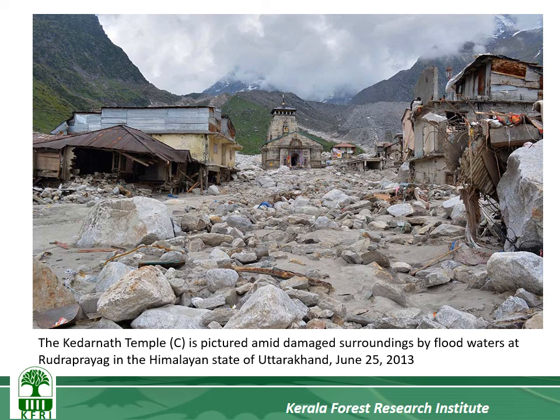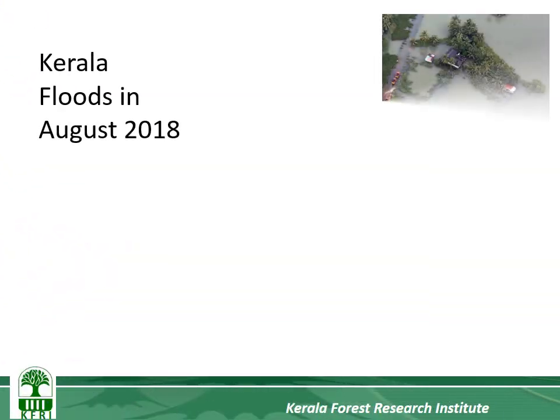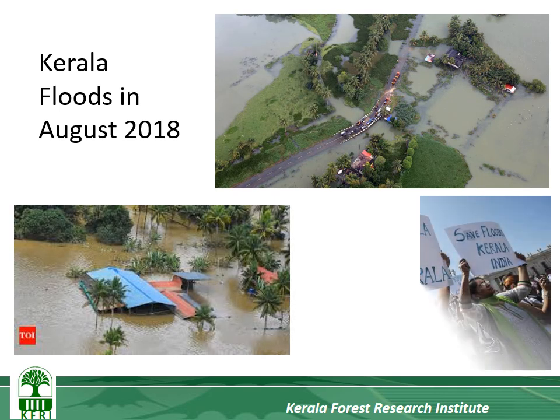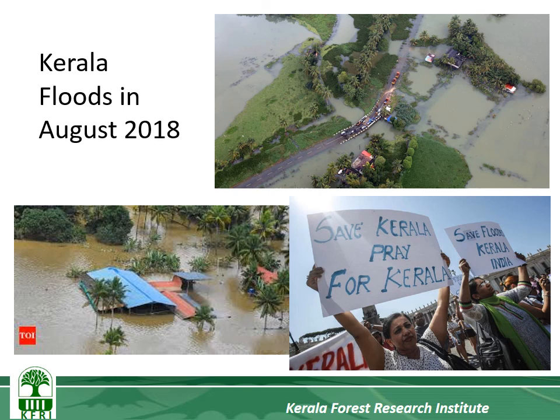is pictured amid the damaged surroundings by flood waters at Rudraprayag in the Himalayan state of Uttarakhand in June 2013. I am sure that you will all remember this event, that is the Kerala floods of August 2018. We had a very bad flooding affecting almost every nook and corner of Kerala and creating a lot of damage, and it lasted for almost a couple of weeks, and the after effects were there for several more months and even today. And you can see that this has gone into the history of Kerala, because we had such a flood in 1924 only, and after that this is the worst flood that our state has experienced in our recorded history.